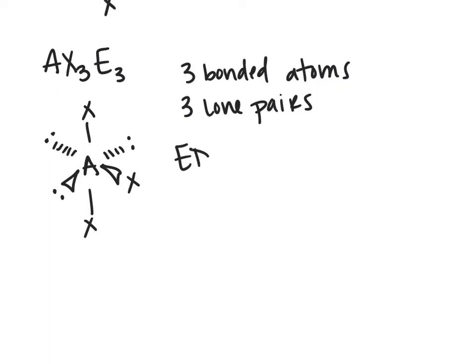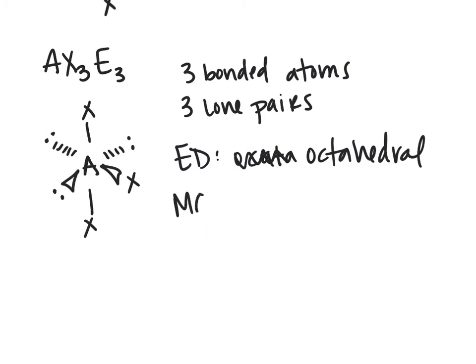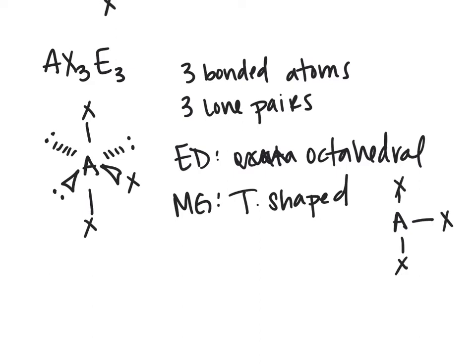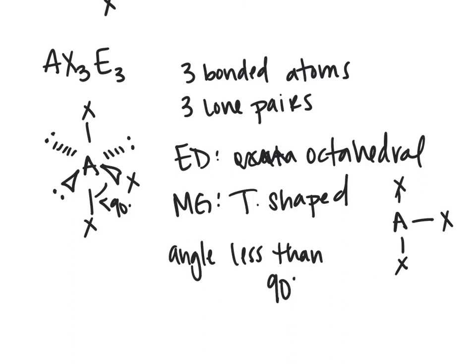So the electron domain is still octahedral. And the molecular geometry in this case is something called T-shaped. If you were to just erase the electrons, what you would see would be this. And so this is a T-shaped type thing. And so we can see that this is what we're looking for. So the bond angle in this case is slightly less than 90 degrees. It's a little bit less because the lone pairs are going to take up a little bit of space.